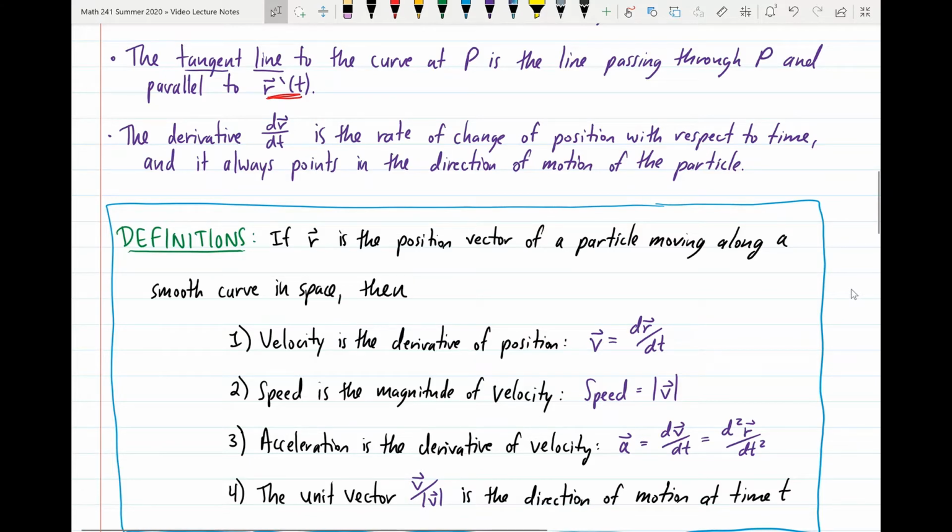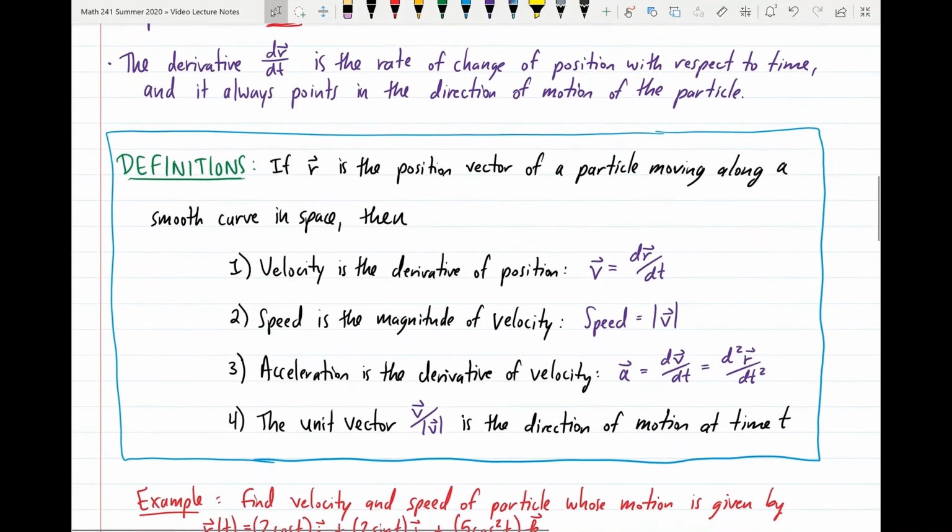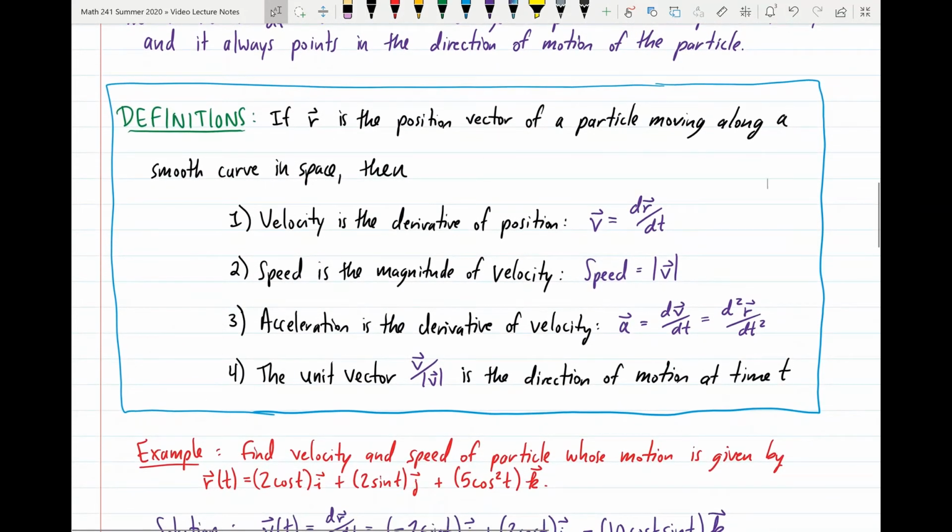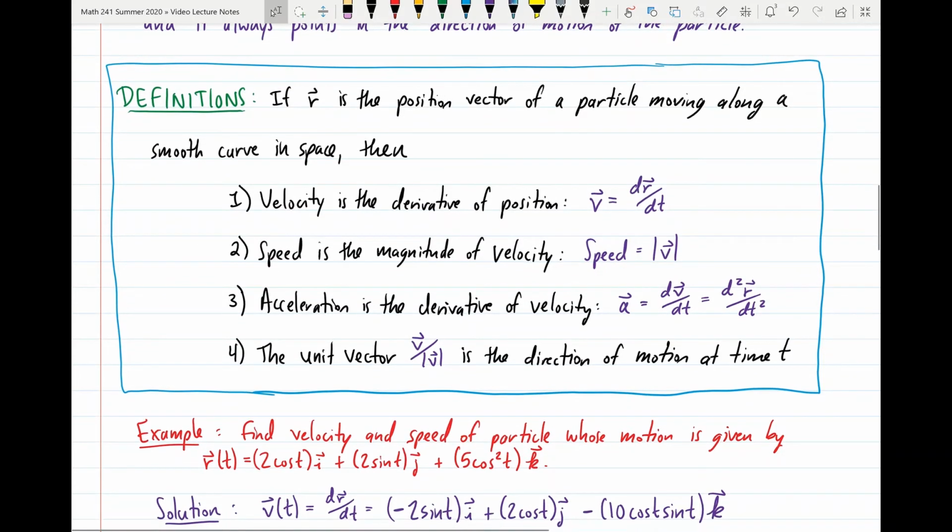So let's move on to some other definitions that are also related to the derivative. If we have a position vector r representing a particle that's moving along a smooth curve in space, then the velocity of the particle is the derivative of the position of the particle. Okay, so the velocity function is also going to be a vector valued function, and it's given by the derivative of our position vector with respect to t.